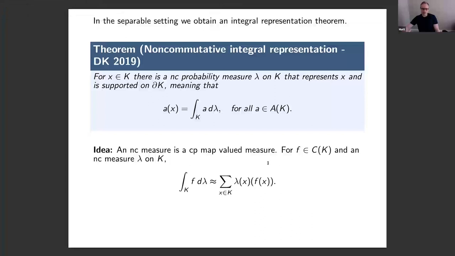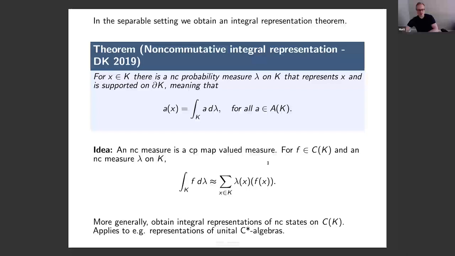Okay, so let me try to explain a little bit what I mean by this. An NC probability measure, instead of taking scalar values, takes values that are CP maps. You should think of the case when a measure is finitely supported. What it's saying is that I can integrate my function f basically along my space K. I don't want to say too much about this at the moment. It's a little bit technical.